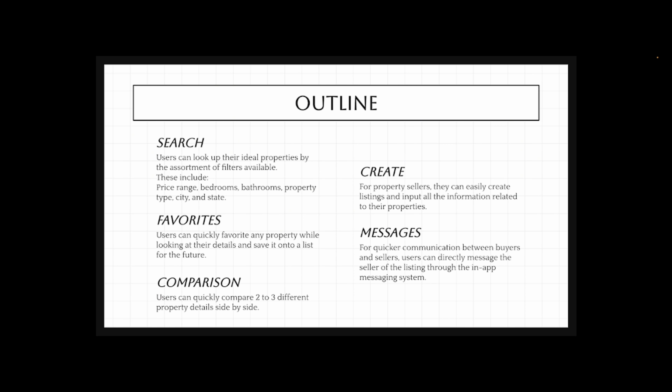The outline is: the first one is we're going to have a search screen. The search screen is where users can look up their ideal property based on a filter that is going to be available at the top of the screen. Here, users will be able to put in their price range, how many bedrooms they'd like, how many bathrooms they'd like, and property type. So they can do condos, houses, or single family homes, things like that. And then they can also search city and states.